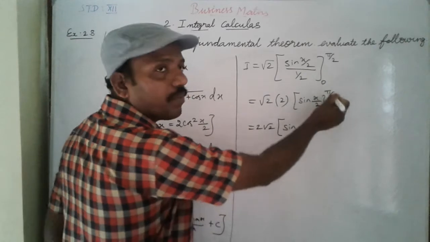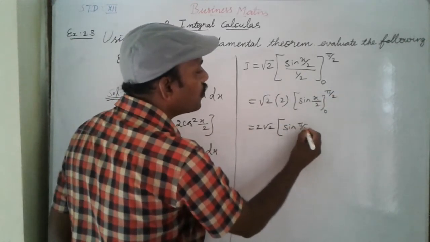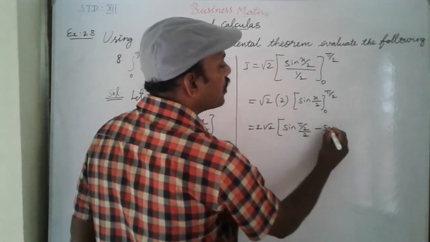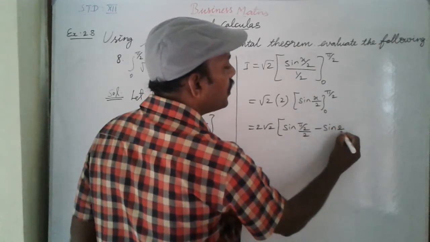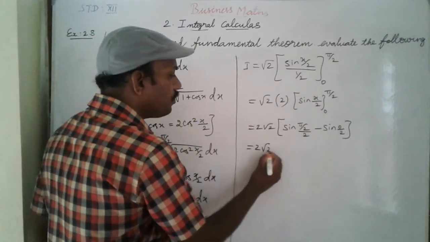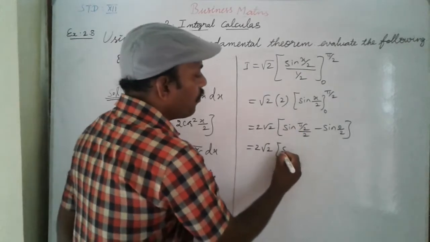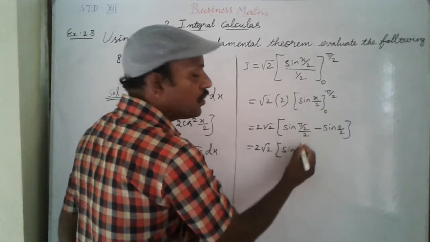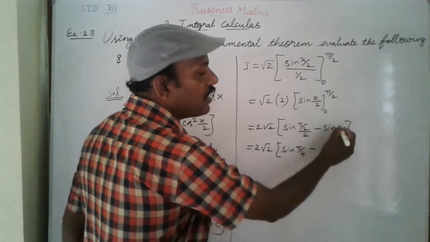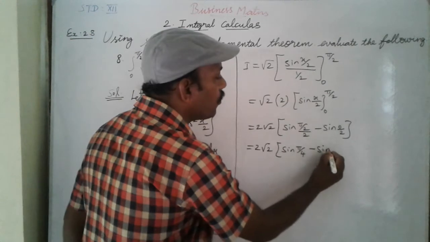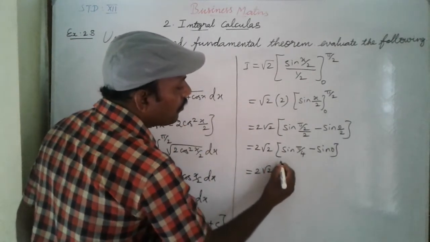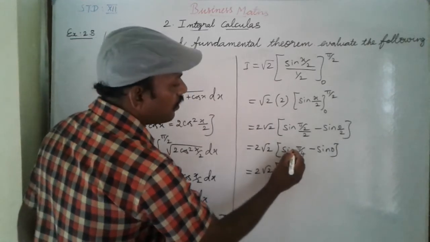Sin x value is what? Pi by 2. We should substitute the first limit. Pi by 2 divided by 2 minus x value is what? 0. Sin 0 divided by 2, second limit. So that is equal to 2 root 2, sin pi by 2 divided by 2 is what? Pi divided by 4, minus sin 0 by 2 is what? Sin 0. That is equal to 2 root 2 into its value is what?